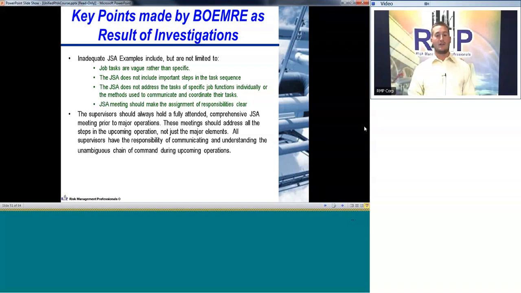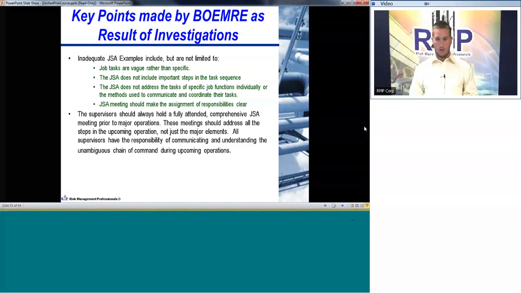The JSA does not include importance in the task sequence. The JSA does not address the task of specific job functions individually or the methods used to communicate and coordinate their tasks. JSA meetings should make the assignment of responsibilities clear. Again, meetings, specific tasks, specific operating procedures, it's all talking specifics. These are pulled out of the sheets I showed you earlier and the additional incident investigations performed by MMS.